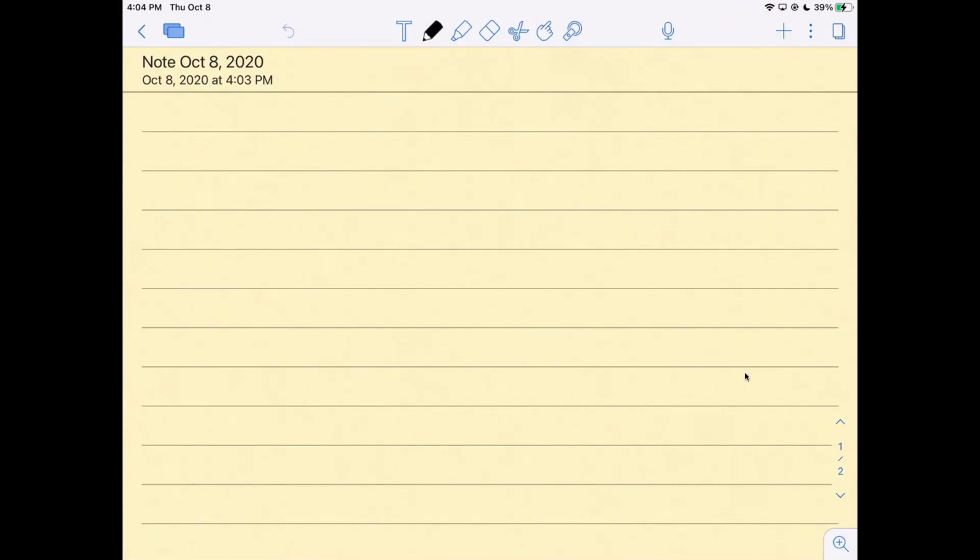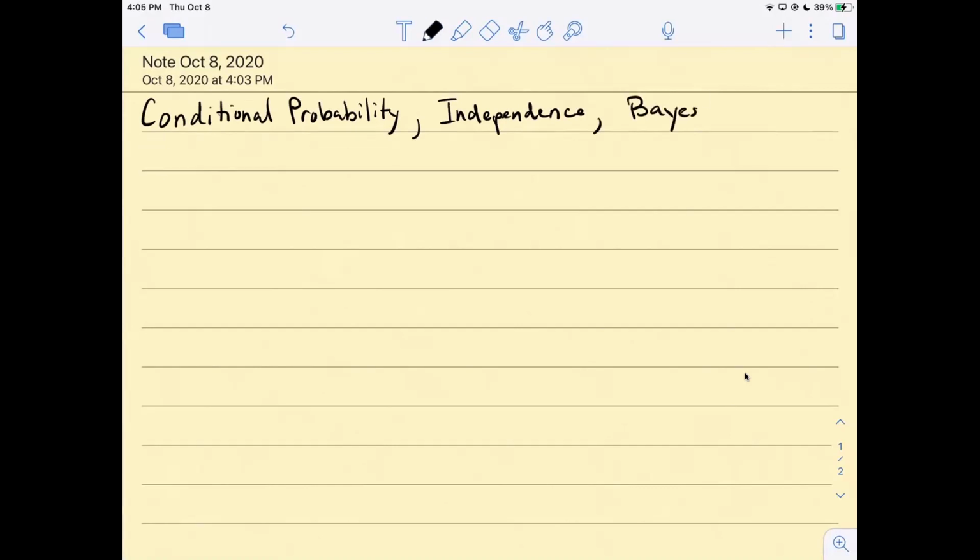This is the example I use on the test, so I'm just going to stick with it. So today's lesson will be conditional probabilities, independence, and possibly, if there's time, Bayes' theorem.